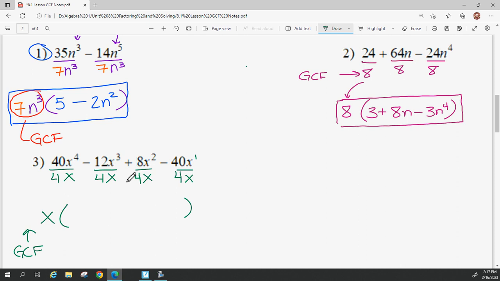Again, this is going to take some trial and error. And you want to make sure that the thing you're saying you can divide them all by will work. So my greatest common factor is 4x. And now I go through and I actually do this division.